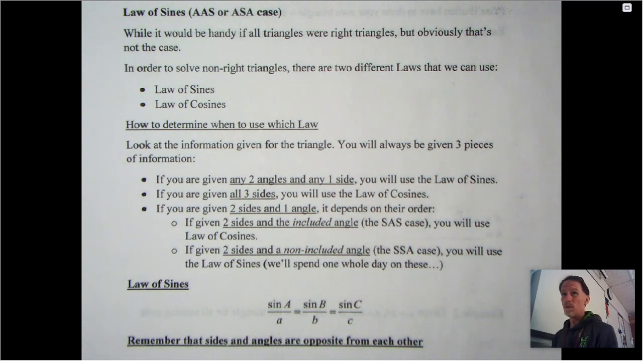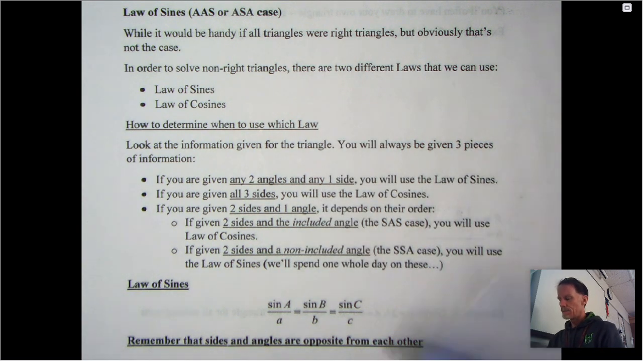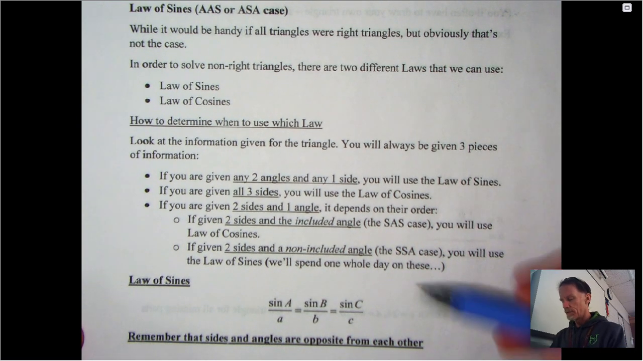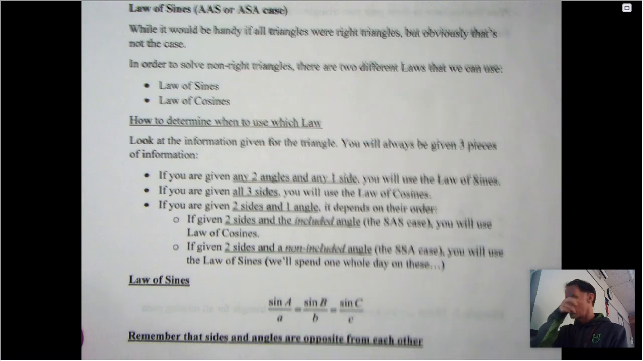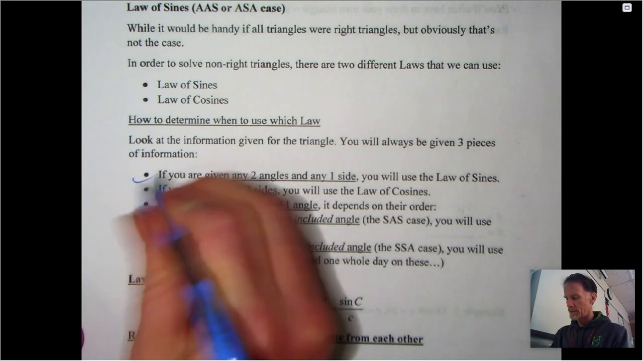Up until now, we've only been able to solve right triangles, with SOHCAHTOA and stuff like that. The law of sines and the law of cosines enable us to find our missing pieces, either sides or angles, of any triangle of any shape, not just right triangles. So today is law of sines, and there's another case we use law of sines for, but I'm going to do a whole separate video on that. For today, we're going to be talking about this first bullet point.